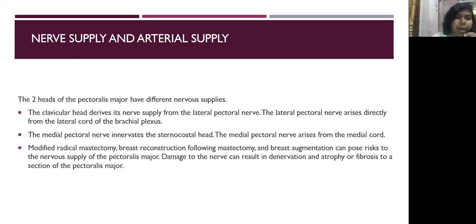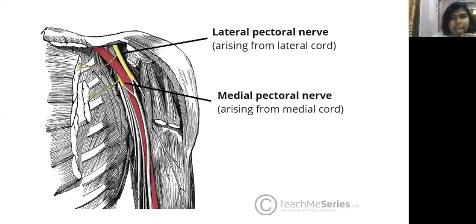Modified radical mastectomy, breast reconstruction following mastectomy, and breast augmentation can pose a risk to the nerve supply of the pectoralis major. Damage to the nerve can result in denervation and atrophy or fibrosis of a section of pectoralis major. So this is the lateral pectoral nerve, which arises from the lateral cord, and this is the medial pectoral nerve, which arises from the medial cord.